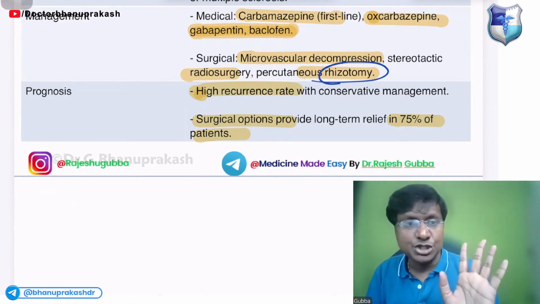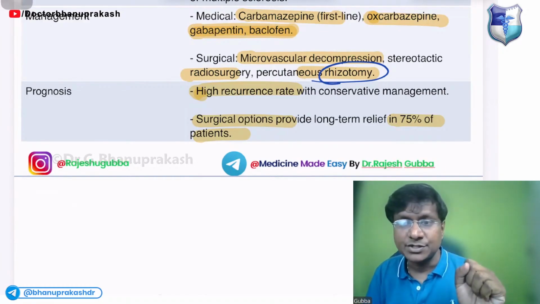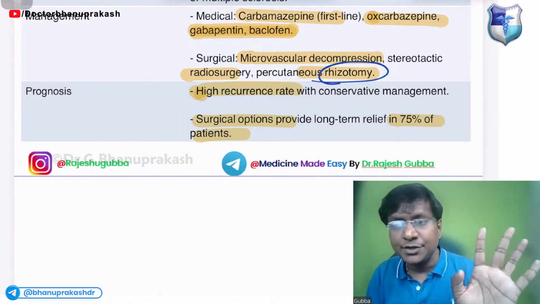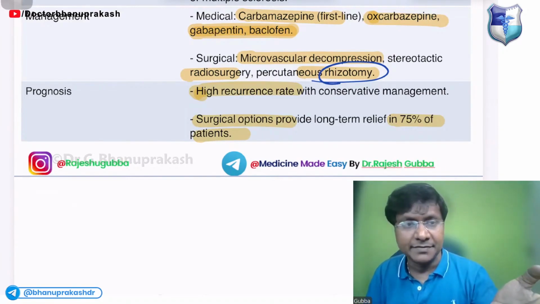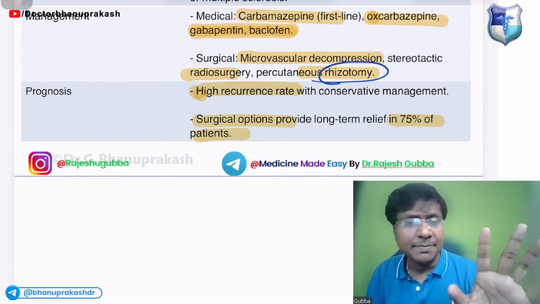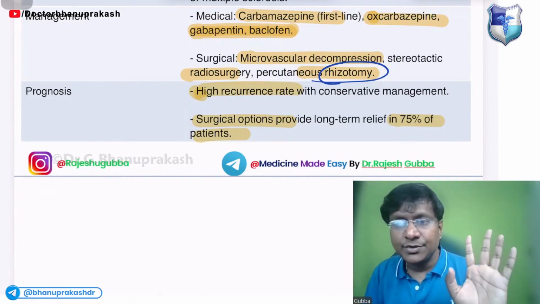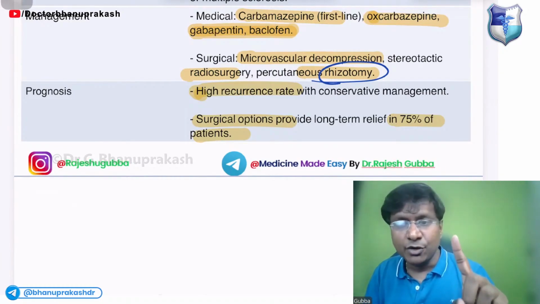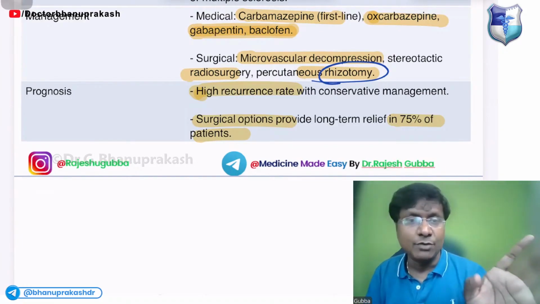Triggers will be like light touch, chewing, smiling, as well as brushing. Autonomic symptoms where there will be lacrimation, tearing, and that will be mainly in the V1 distribution. Diagnosis is clinical and MRI is done to rule out any tumors. Management: drug of choice, carbamazepine or oxcarbazepine can be given. The alternative drugs are gabapentin and baclofen. In refractory cases, you do microvascular decompression, stereotactic radiosurgery or percutaneous rhizotomy. If conservative management is followed, high recurrence rate. If surgical treatment is done, 75% of individuals will have long-term relief.